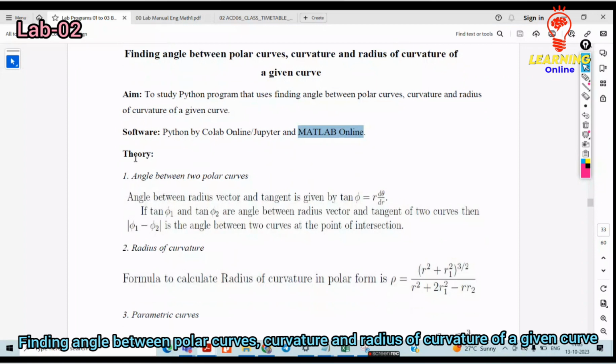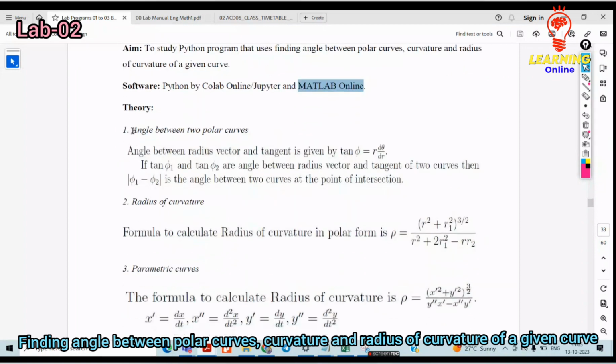Next, the theory concept. What do you mean by the angle between two polar curves? The angle between the radius vector and the tangent is itself called the angle between the two polar curves. That will be given by tan phi equal to r into d theta by dr. Here r is the radius, and theta is the angle of displacement that happens with respect to the polar curve. Polar curve is nothing but what?